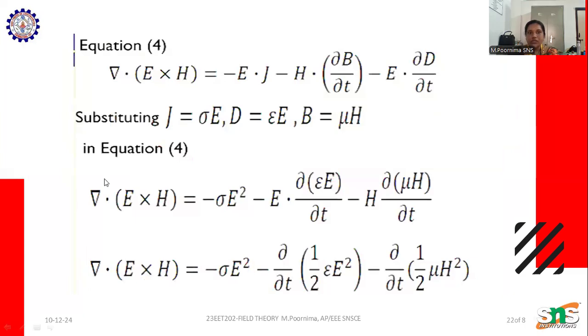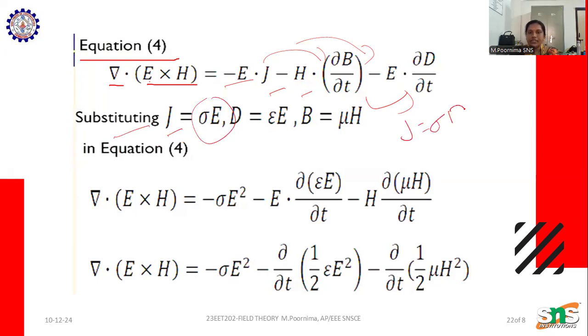Now comes equation 4. The dot product gives minus E dot J minus H dot the time derivative of B. We know that J equals conductivity times electric field intensity, D equals epsilon times E, and B equals mu times H. Substituting these into equation 4, what happens?